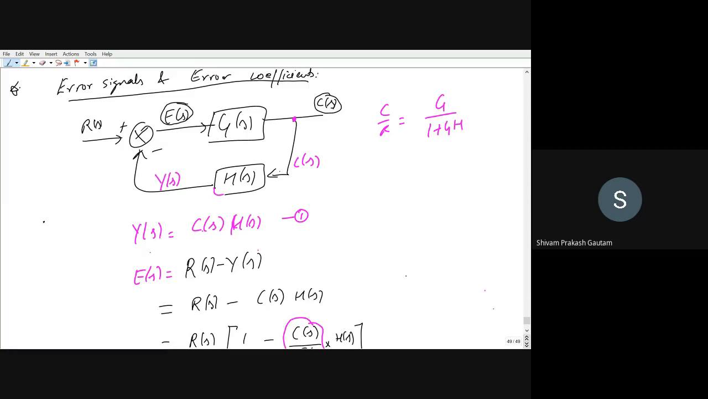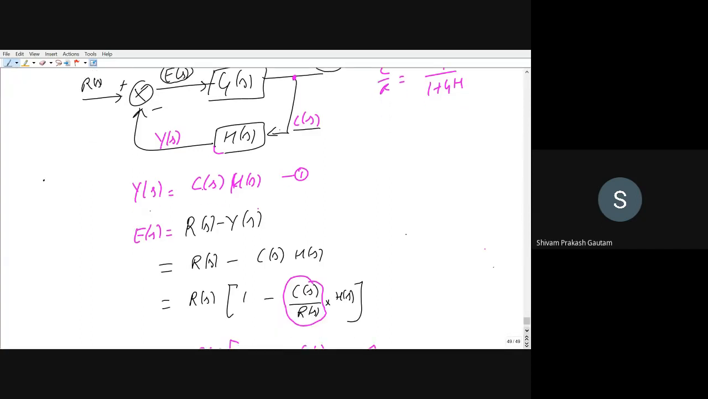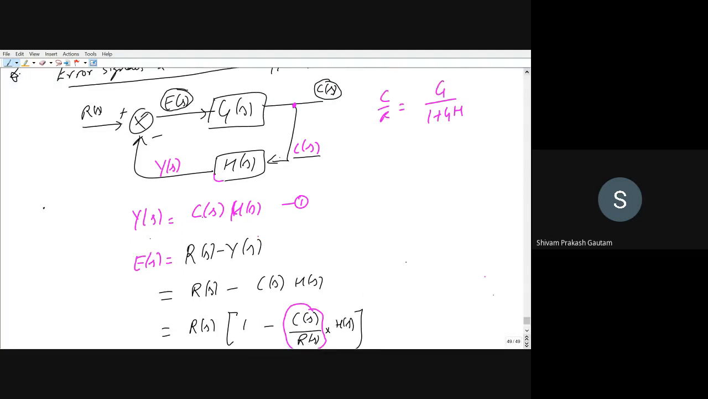Since this is a closed loop, C of S will be flowing here, and Y of S will be equal to C of S into H of S. Just check. And E of S is now what? Error is not calculated in an open loop system, right? Error is always calculated only in a closed loop system. So what is error? That is input minus Y of S. And Y of S is C of S into H of S.